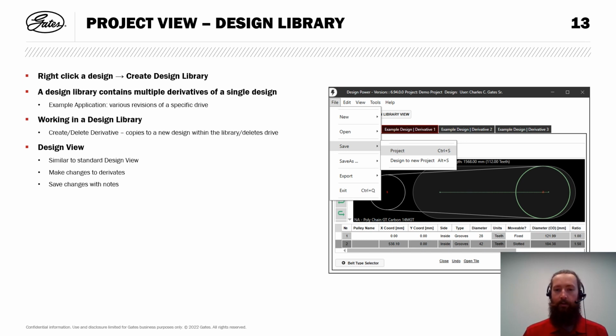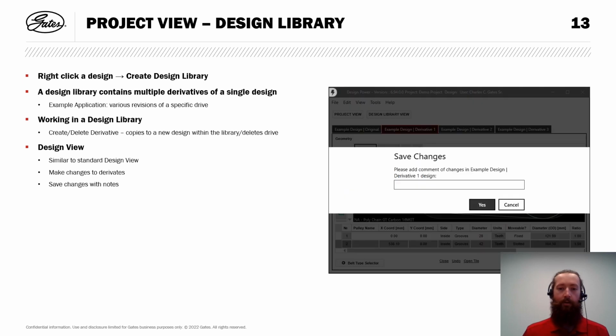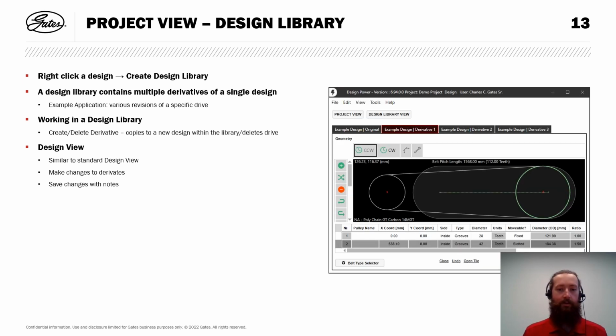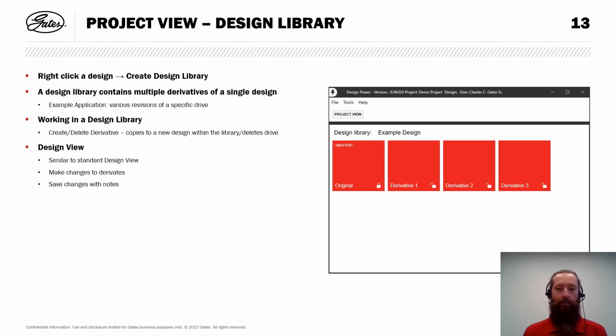Note you could hit Control S, and Design Power will prompt you to add a comment indicating what changes were made to this derivative. I'm going to say this is a smaller driver pulley and a longer belt and center distance, and I'll click Yes, and those changes will be saved. Then I'm going to go back to the Design Library view, where I can see all of my derivatives once again.